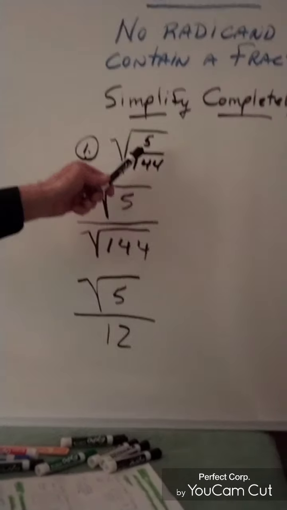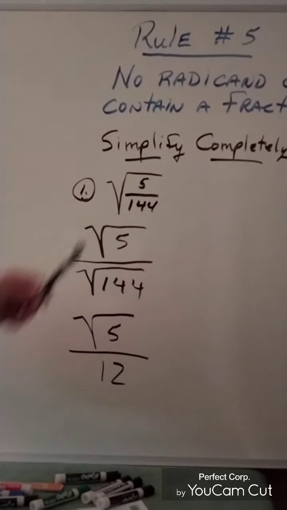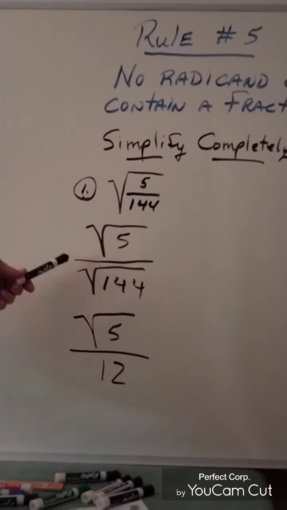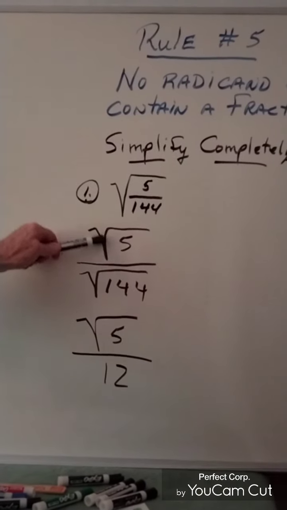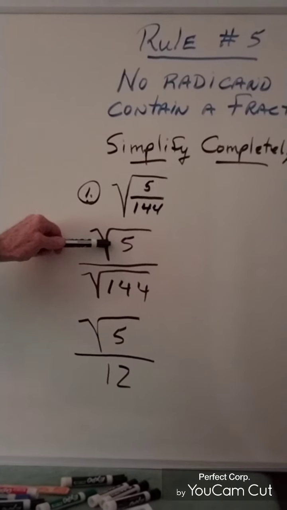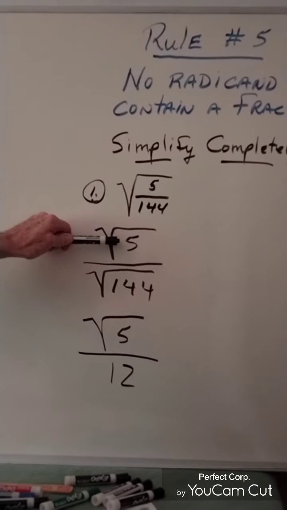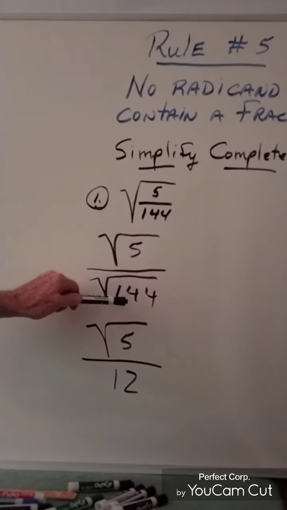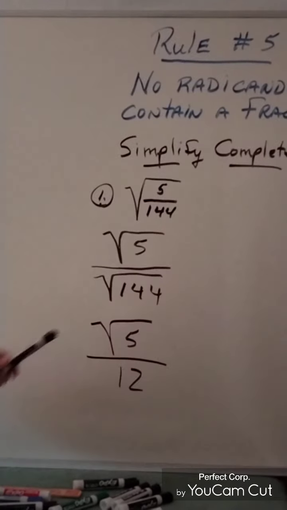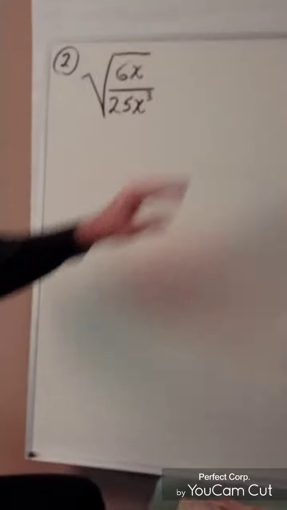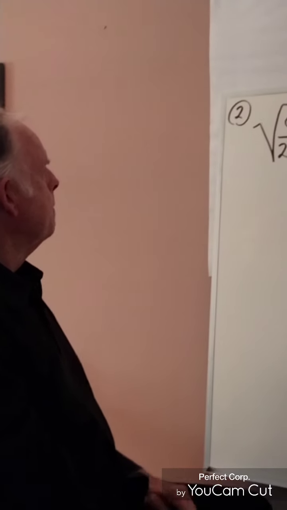So we can't have a fraction in the radicand, and we didn't allow that to happen. We split it up using the quotient rule of radicals. The radical of 5 remained because it was already in simplified radical form. The radical of 144 was not. It became 12, the answer. All right. I've erased a lot of this stuff that had been formally up there. Let's go to number 2.